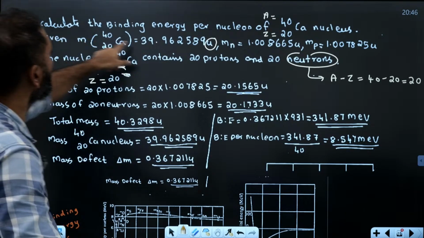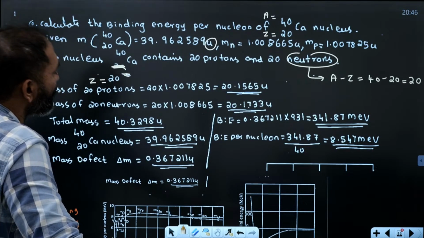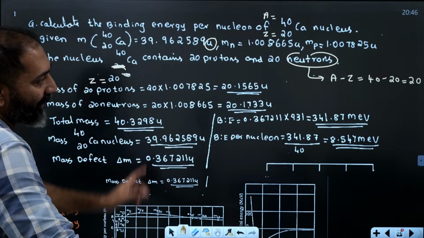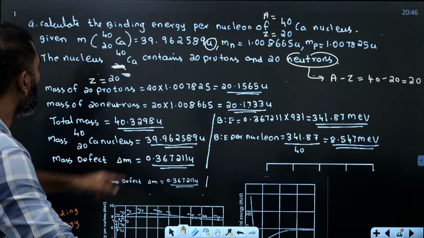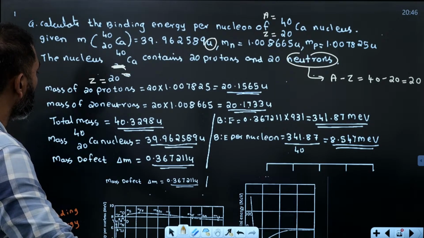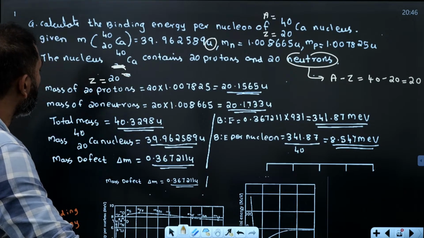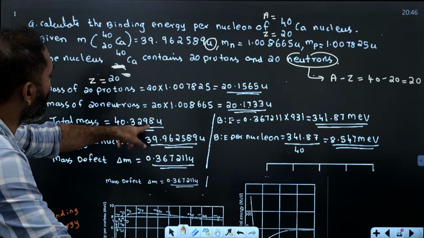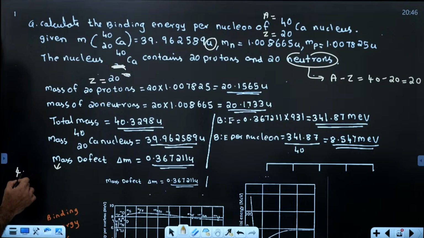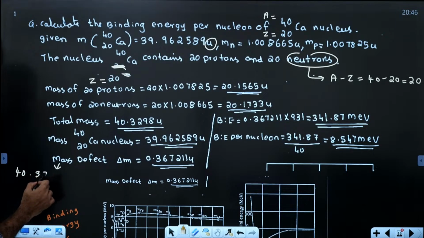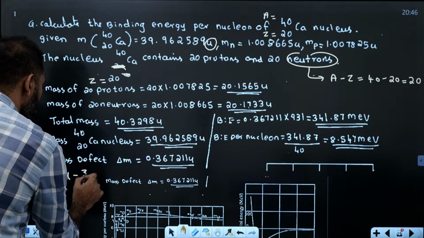But what is the actual mass given in the question? 39.962589. So where has that remaining mass gone? The remaining mass has been converted to energy, by the rule of mass defect. What is the mass defect? The expected mass minus the mass we got in the question. What is the calculated expected mass? 40.3298 U. So what is the mass defect? The calculated value 40.3298 U minus the mass of the calcium nucleus given in the question.